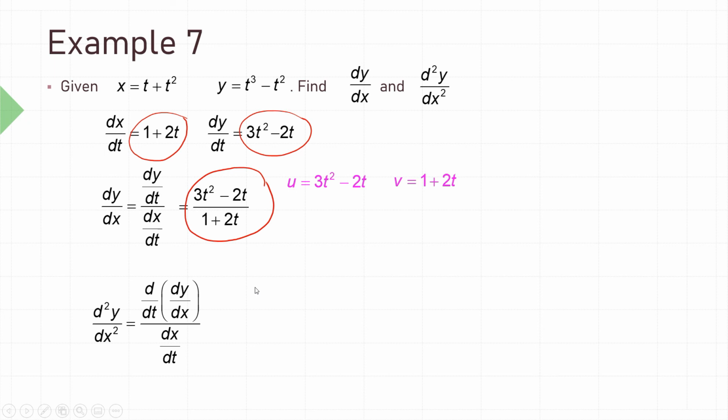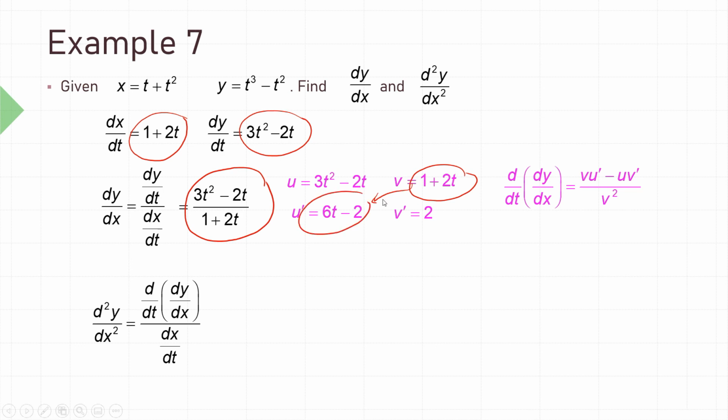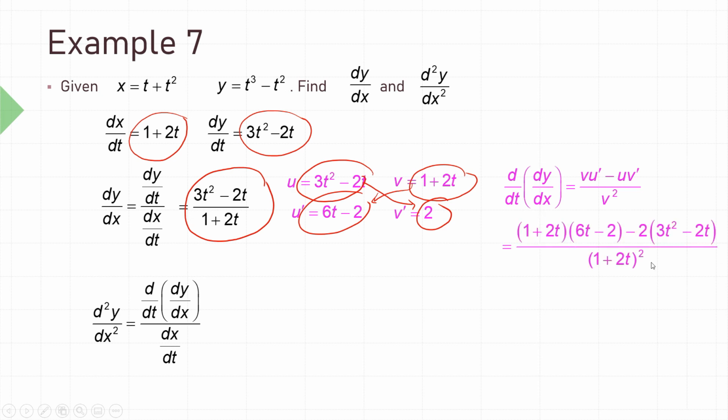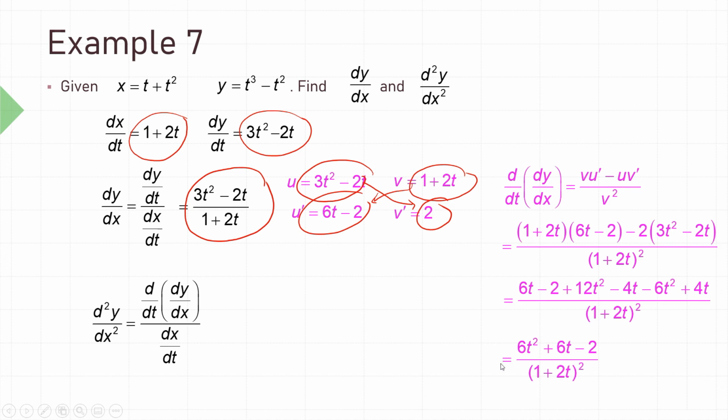So to do the quotient rule, we have to determine u equal to 3t squared minus 2t and v equal to 1 plus 2t. So we differentiate u, we obtain this, and we differentiate v, we obtain this value. So now we substitute inside the formula for the quotient rule. So this is the formula for the quotient rule. We multiply this with this one, then minus this one multiplied with this one. So we substitute inside the formula, we obtain this value. We have to simplify and we obtain this function.